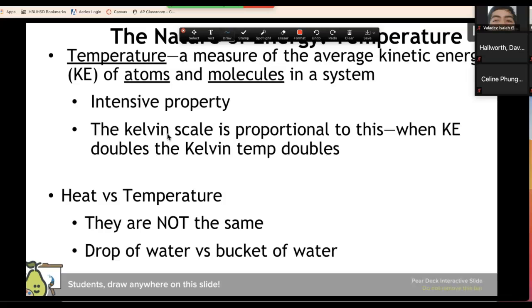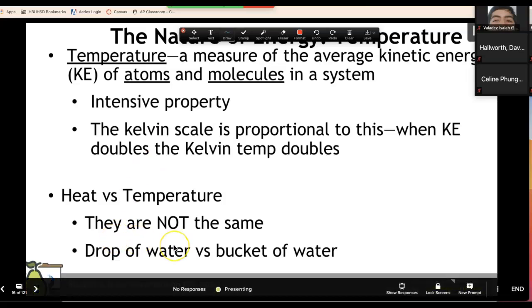What that means is, no matter how much stuff you have, if it's at a certain temperature, it's not going to change. So like 50 grams of copper at 100 degrees Celsius and 50 grams of water or 100 grams of water at 100 degrees Celsius, they both have the same temperature, no matter how much the mass changes. Okay? Now, their heat, however, is not the same.